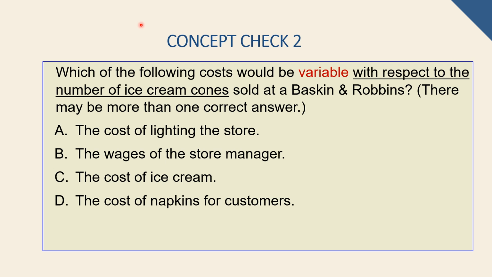Okay, here comes our concept check number 2. Which of the following costs would be variable with respect to the number of ice cream cones sold at Baskin Robbins? There may be more than one correct answer. What do you think? Here is the answer. Number C and number D are correct: the cost of ice cream and the cost of napkins for each customer.